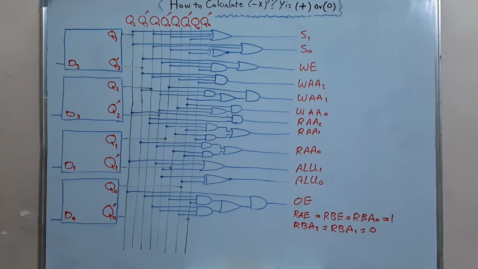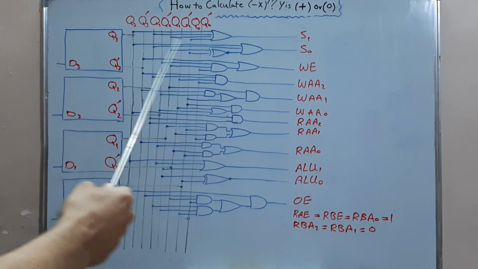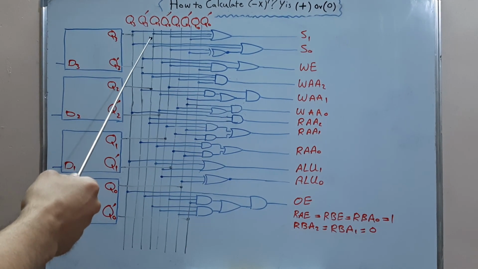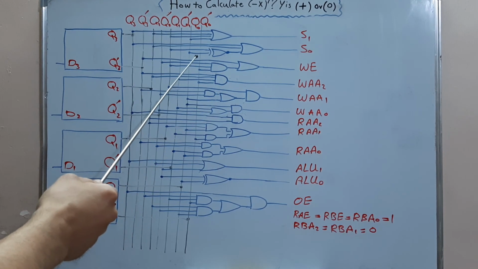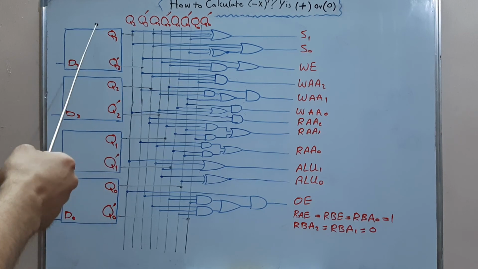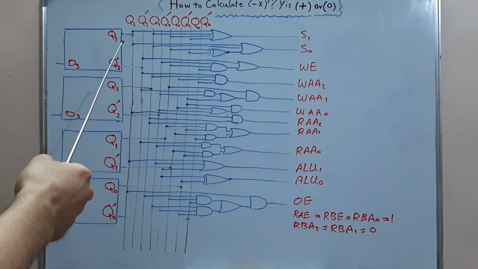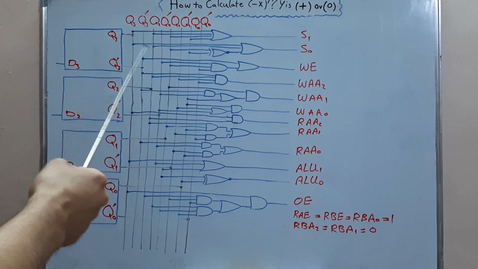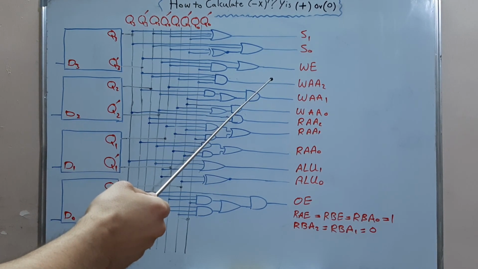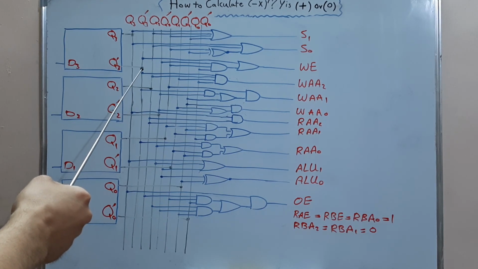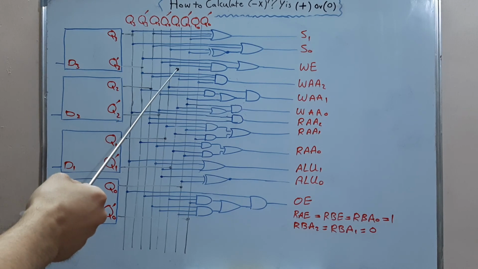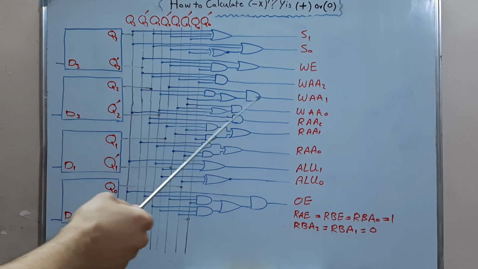The control signals of our data path are shown. First, S1 is equal to Q3 or Q2 or Q1 or Q0. S0 is equal to Q1 XNOR with the Q0 or together with the Q3 or Q2. WE is equal to Q2 bar and together with the Q1 and Q0 bar and the whole is all together with the Q3 bar.